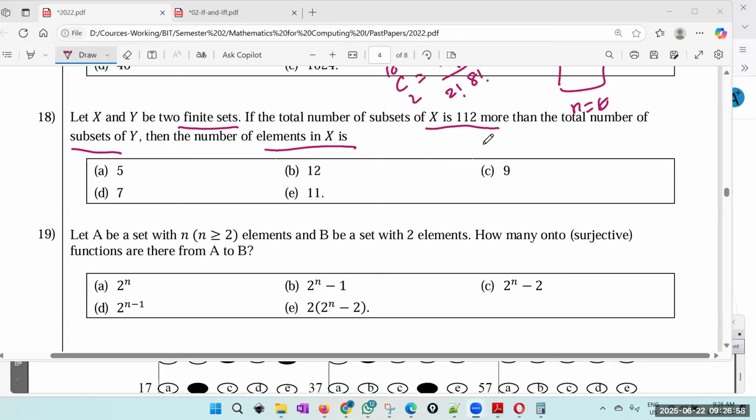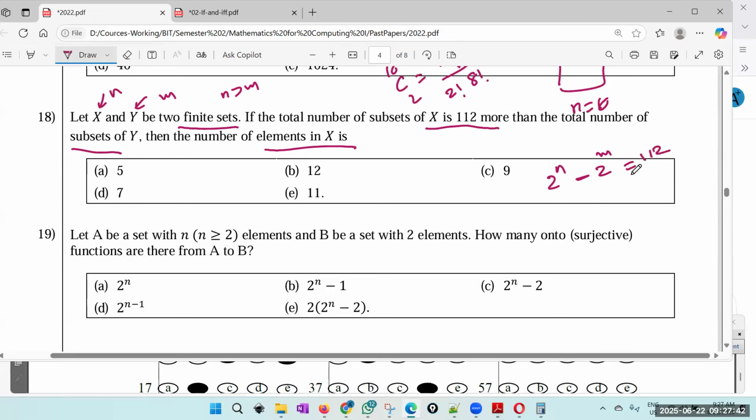Okay, so the total number of subsets depends on the number of elements. If we have n elements in X and m elements in Y, and assume n is greater than m, because the total number of subsets in X is 112 more than in Y. Then the total number of subsets of X is 2 to the power n, and when you subtract 2 to the power m, the total number of subsets in Y, it must be 112.